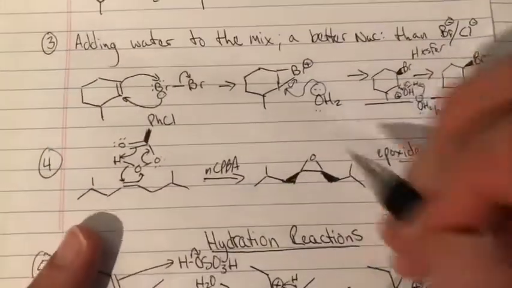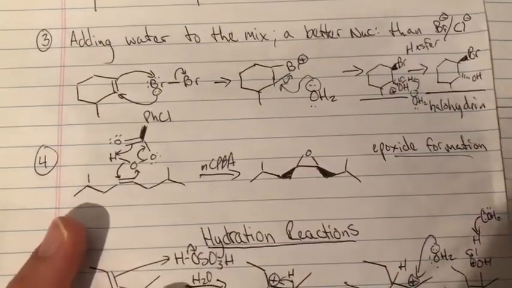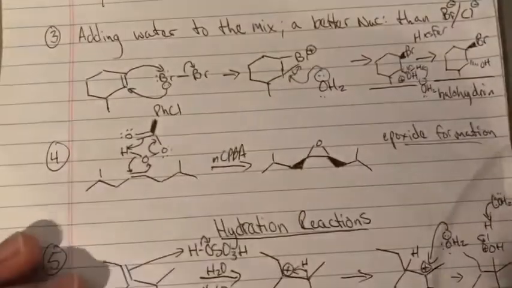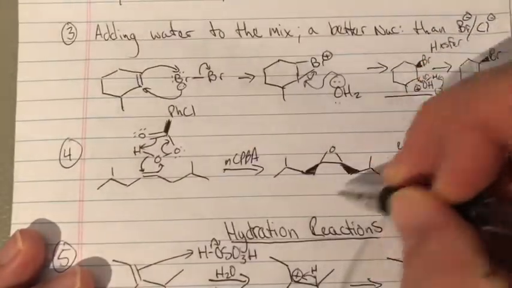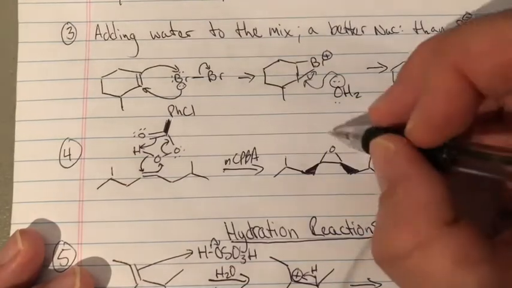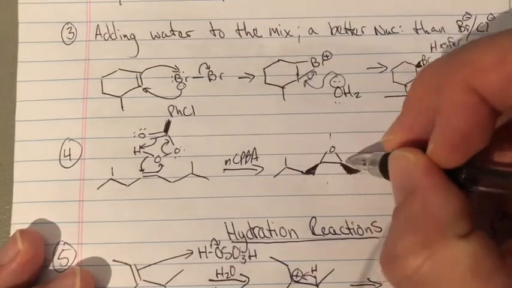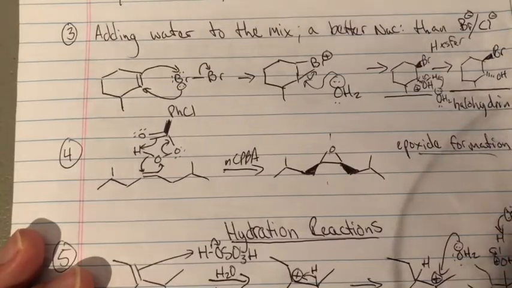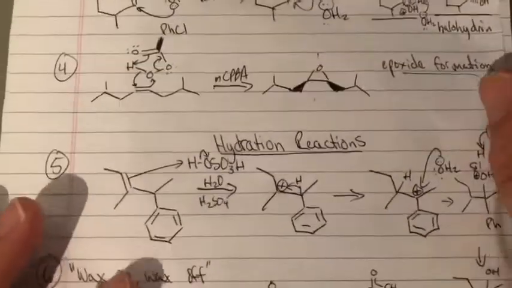All right, so again, it's going to be syn addition, right? So it's going to push these two groups out. That's just how it's drawn. And again, this is going to be a meso compound, seeing as it has an axis of symmetry, but it does have some stereocenters there, or chiral centers, whatever you want to call them.